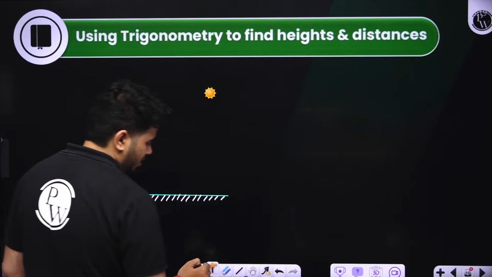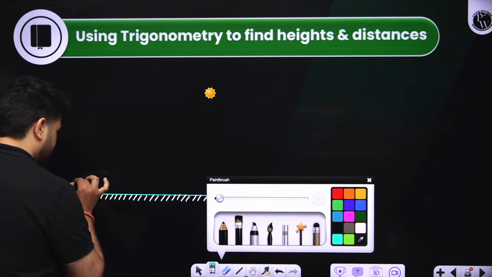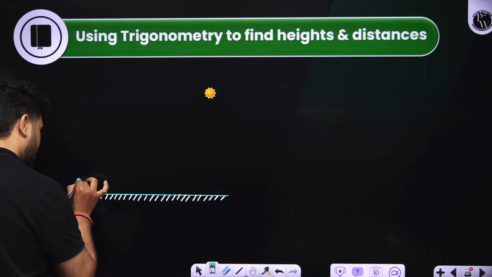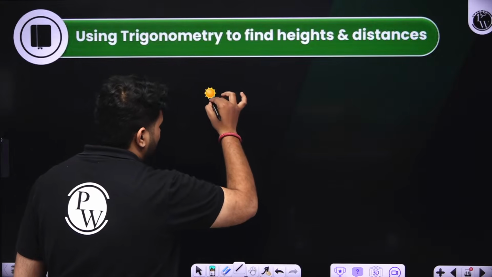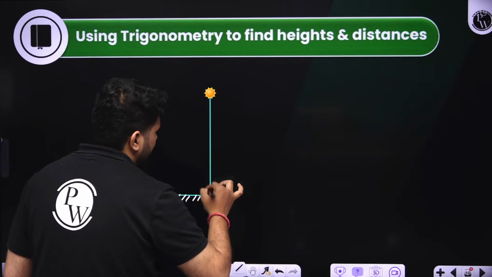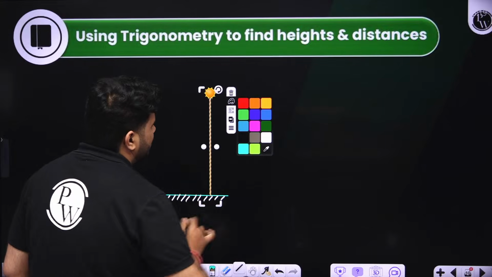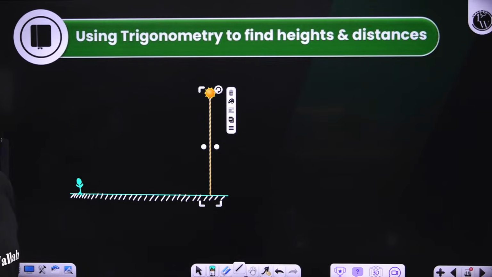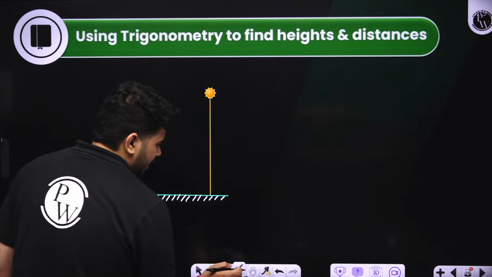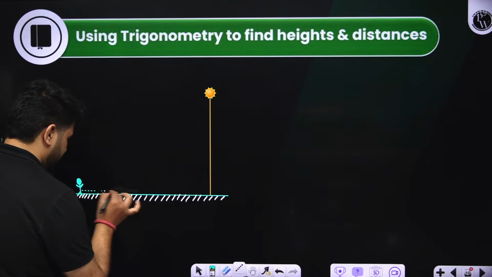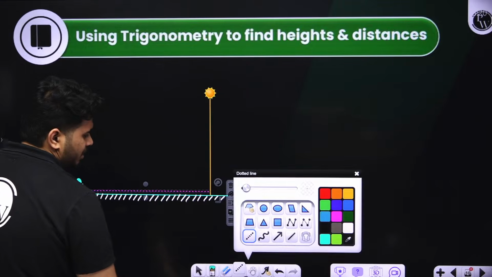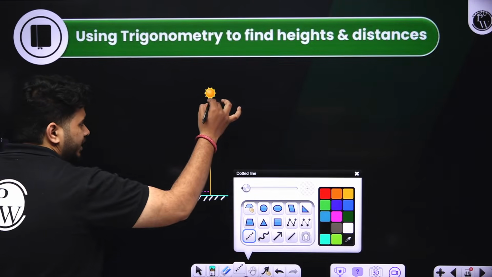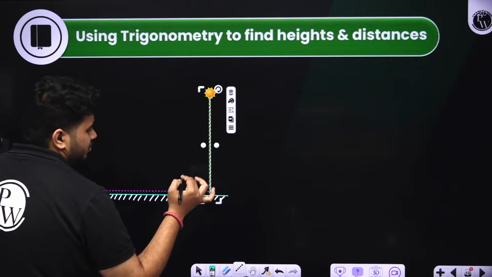Now students, if there is an observer over here standing on the ground, and if there is a tower over here, let us think that there is a sun on this tower. Now if the observer wants to calculate how much distance he is from this tower, or if he wants to find the height of this tower, that is also possible.